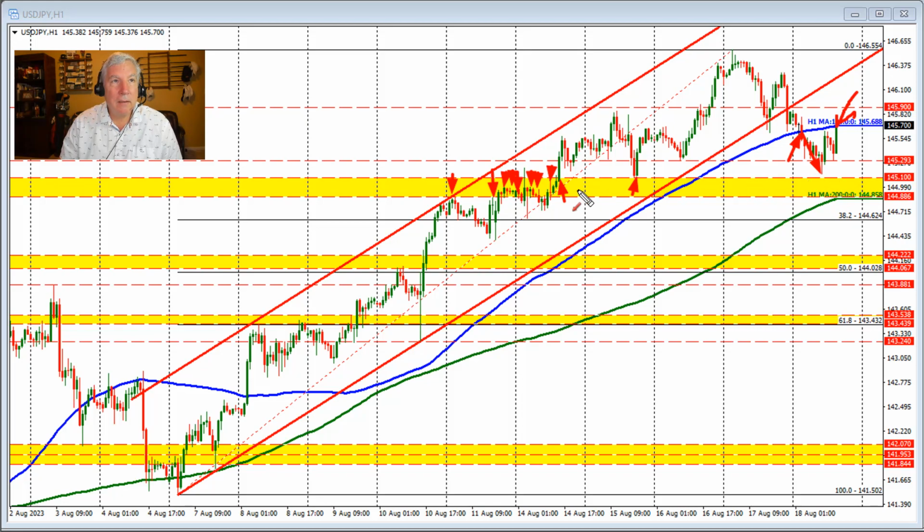So we fell short of the high of that swing area, 145.10, and we started to see a rotation back to the upside. We did find sellers against the 100-hour moving average here, and moved back down to support, just off this hourly chart, off this level right here at the 145.29 level, and then moved back to the upside. So you can see the levels that are in play here.